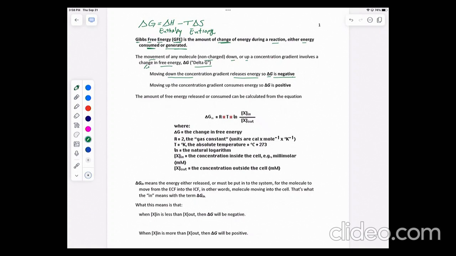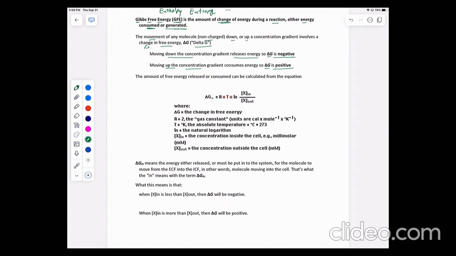If a particle is moving up the concentration gradient, pushing against the concentration gradient, that is going to require a consumption of energy. In other words, I'm going to have to put energy into the system to move a particle against its concentration gradient. So if I'm doing that, then that means delta G must be positive. So positive, the way you remember this, positive meaning adding energy into the system. And if you're having to add energy into a system to move a particle across the cell membrane, then by definition you're moving that particle against a concentration gradient.